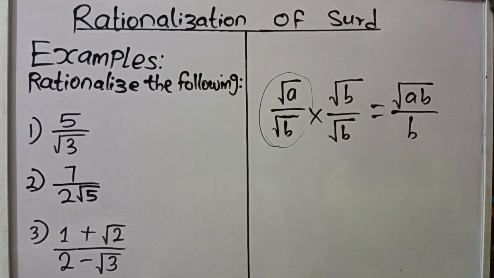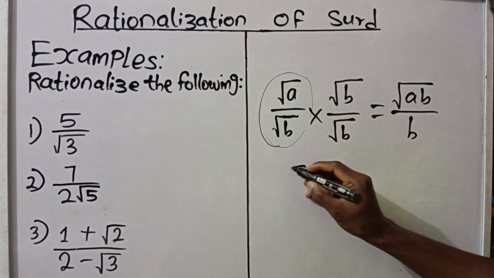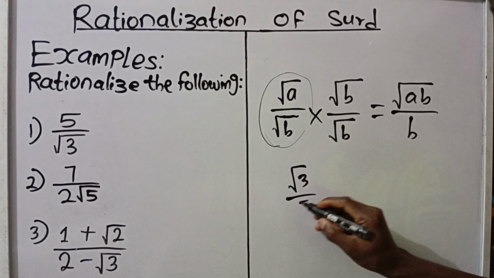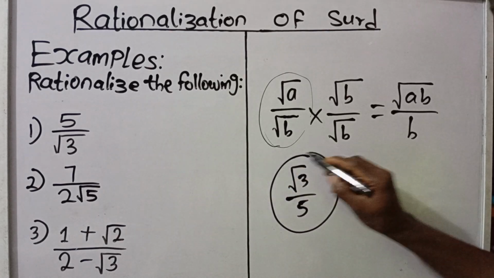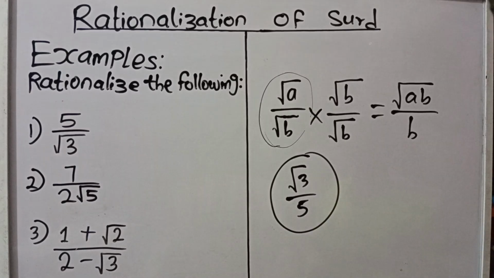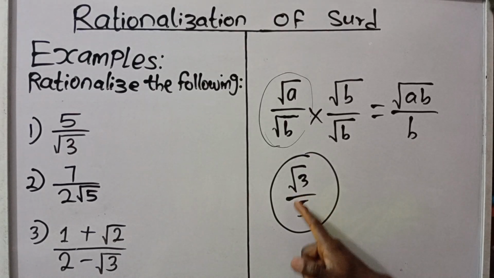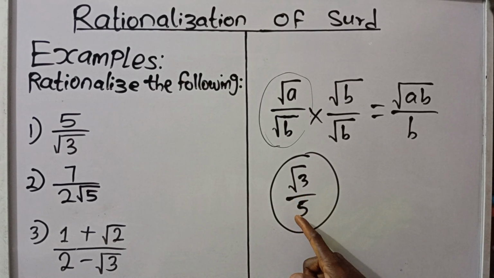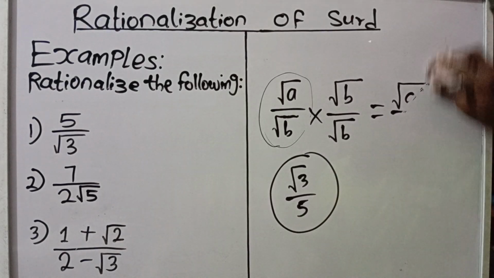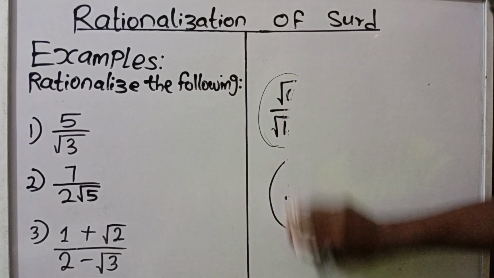All right, so if you have a question like this, for instance, root 3 over 5, you won't be asked to rationalize this because this one is already rational in its sense. It's only when you have a root here that is a surd that you can be asked to do what? Rationalize. Now let's take a look at the questions we have on the board.